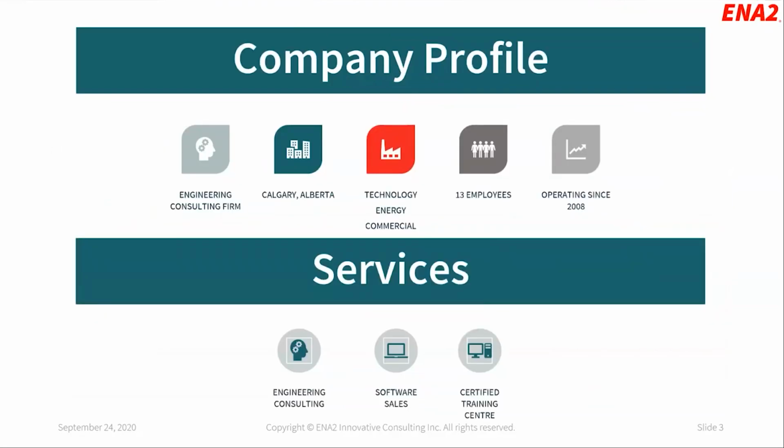So just to start, we're going to talk about our company profile. So ENA2 is an engineering consulting firm based out of Calgary, Alberta. We do specialize in the technology, energy, and commercial sectors. We currently have 13 employees, and we've been operating since 2008. And some of the services we provide is, as I talked about before, engineering consulting. We do software sales for both Global and Dassault Systèmes, and we are also a certified training center.